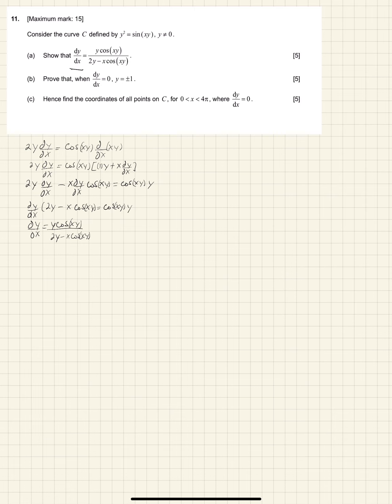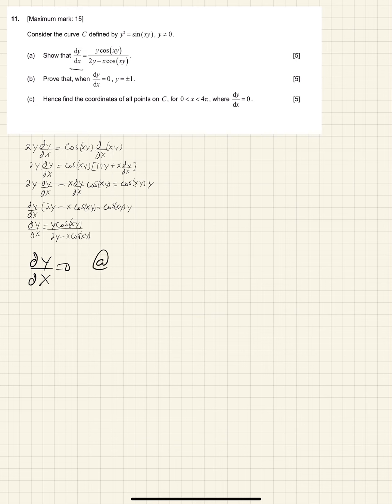We're going to move on to B. We're going to prove that when the derivative is equal to 0, y equals plus or minus 1. So for the derivative to equal 0, what needs to be the case? Our derivative was established. We just showed that this is the derivative. So what must be true? That y cosine xy over 2y minus x cosine xy is equal to 0.